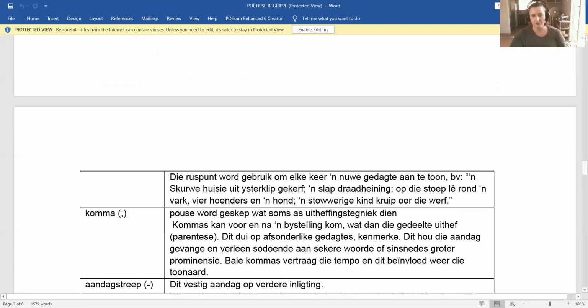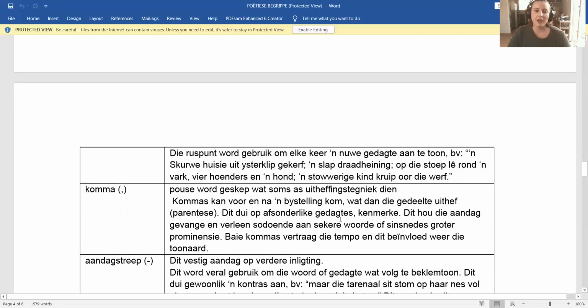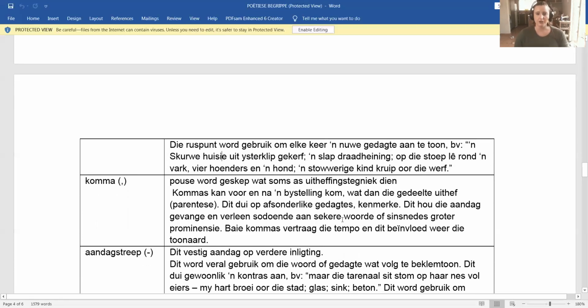For example, 'n skurwe huisie het eysterklip gekerf. 'n slapdraad heining op die stoep lê rond 'n vark, 4 hoenders en 'n hond, 'n stowerige kind kruip oor die werf. So you know that it's talking about a skew little house, and that's your main thing. But now it's talking about all the rest of the little things that have got to do with this skew house.